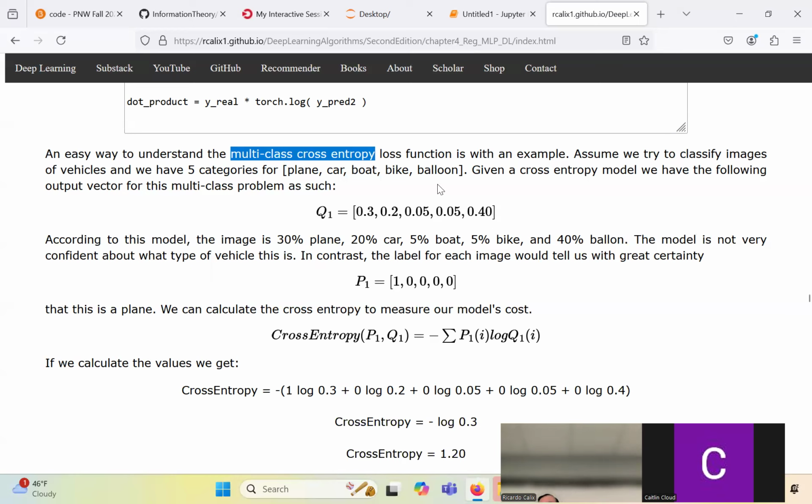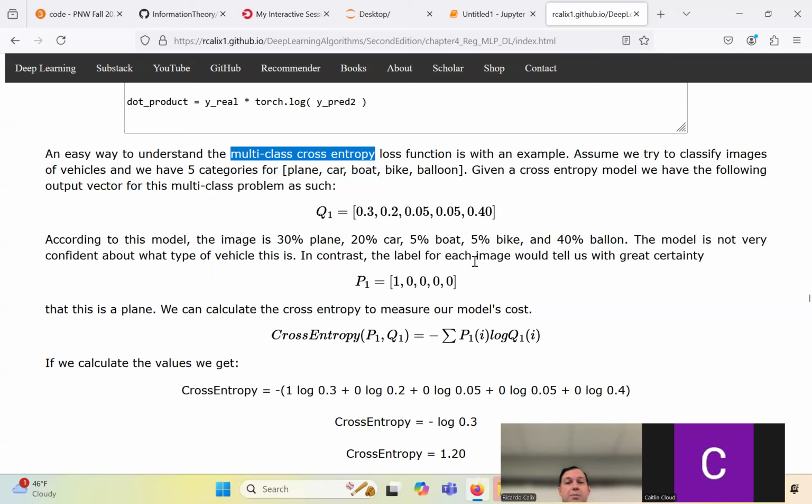But remember that this is the learning process. So what we're trying to do is update the weights so that when this vector comes out, it looks a lot like the real vector, okay? So according to this model, this neural network, the image is 30% plane, 20% car, 5% boat, 5% bike, and 40% balloon. So it thinks it's most likely a balloon, but it's not very certain about it. The model is not very confident about what type of vehicle this is.